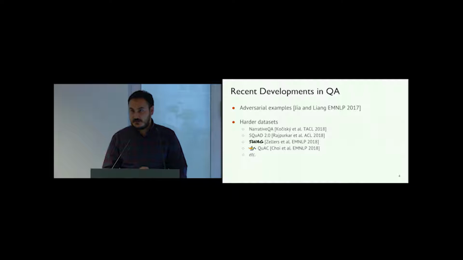When we look at the recent development in the question answering domain, we see that there is a line of work that investigates the weaknesses of neural models by introducing adversarial examples, as well as several researchers who are trying to introduce much harder datasets and much harder benchmarks. Today I'm going to talk about our lab's view in that direction. We believe multimodality can help us construct much harder benchmarks.